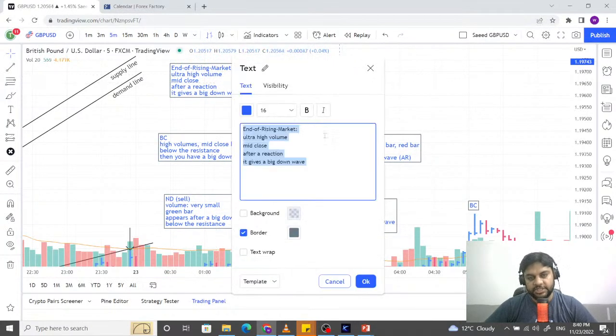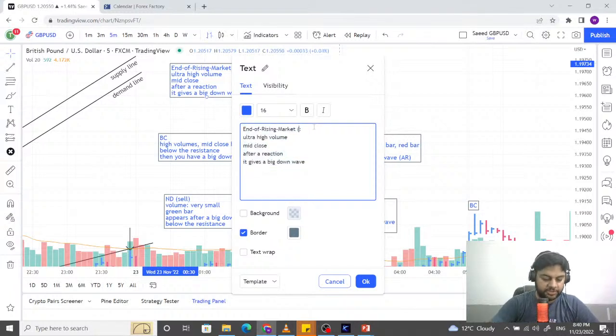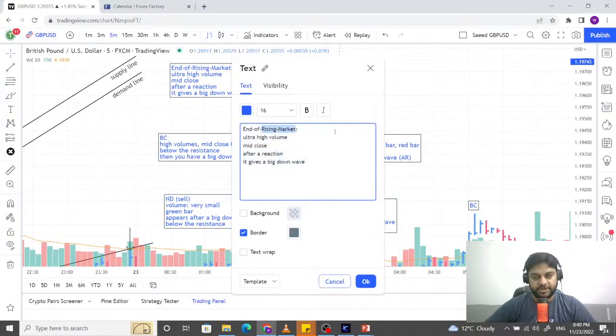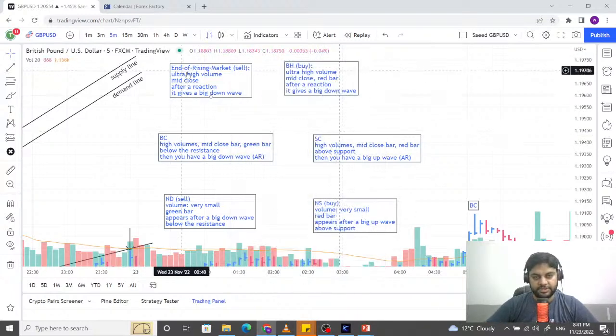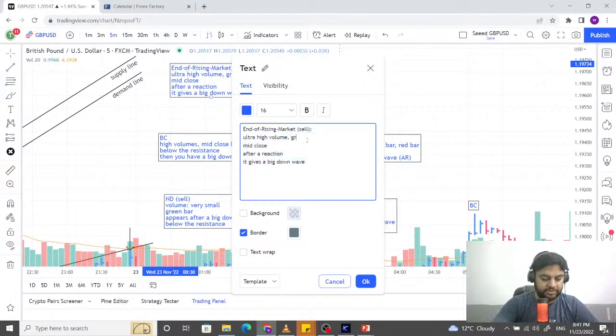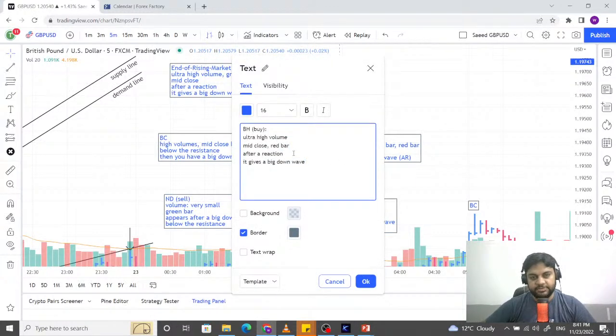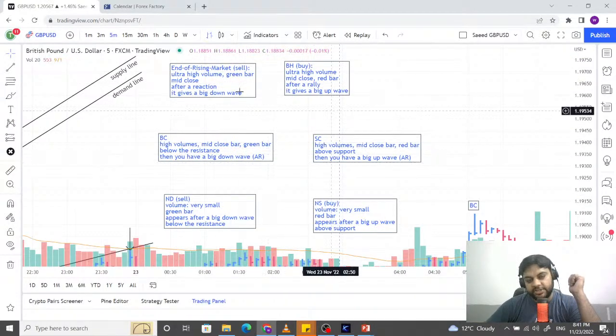And the opposite of this will be bag holding. So this is a sell bar. This is for sell. And the opposite of end of rising market is the BH bar, bag holding bar. And this is a buy signal. Ultra high volume, mid close. And this will be a red bar, because the previous one was a green bar. This comes after a rally. Rally means upside. And after this, you will have a big up wave. So this is how you identify these bars.